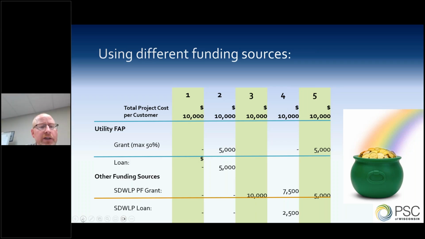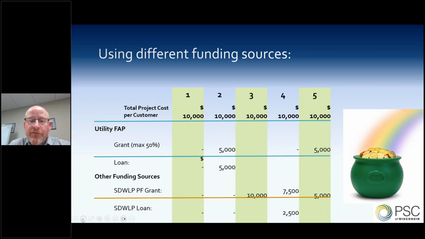Is the $5,000 FAP grant still considered using customer money? Absolutely. Anything under the utility FAP, whether it's the grant or the loan, is customer money, regulated customer revenue. That's all stuff that you would have to have a commission-approved FAP for.